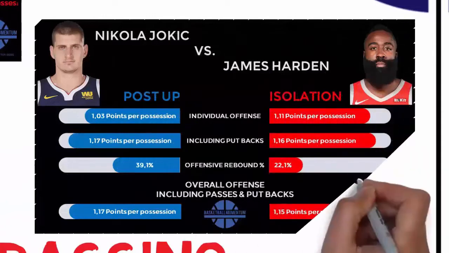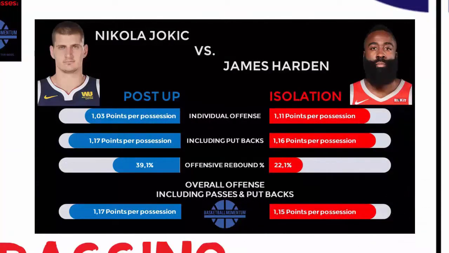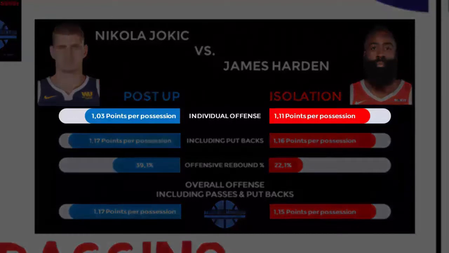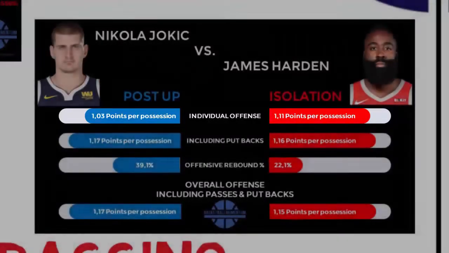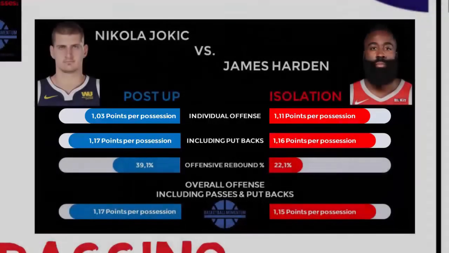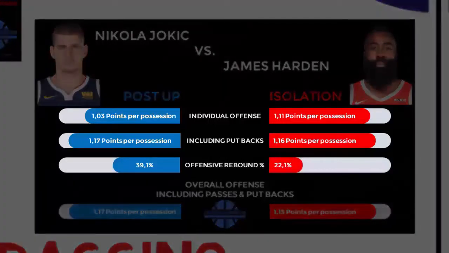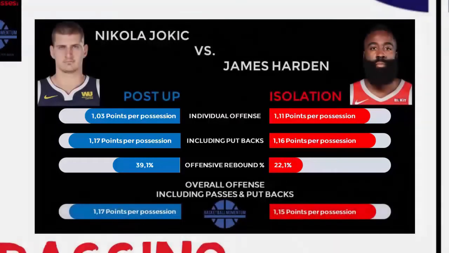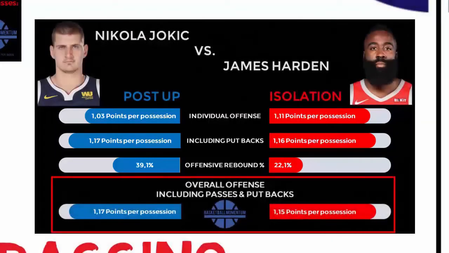And now compare Jokic versus Harden, post up versus isolation. In isolation, Harden is much better, but if you include putbacks, actually Jokic is 1.17 points per possession, or per play, and Harden is 1.16 points per possession. That's because the offensive rebound rate in the last year was super high with 39.1%. And the overall offense, including passes and including putbacks, you have Jokic with 1.17 points per possession and Harden with 1.15 points per possession.